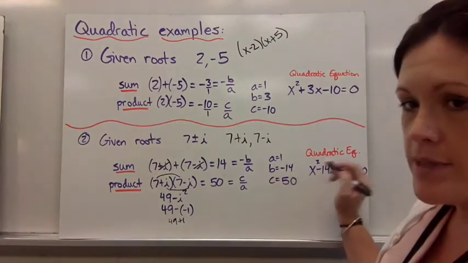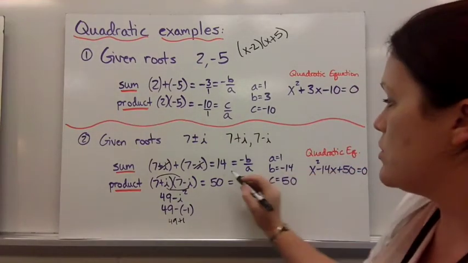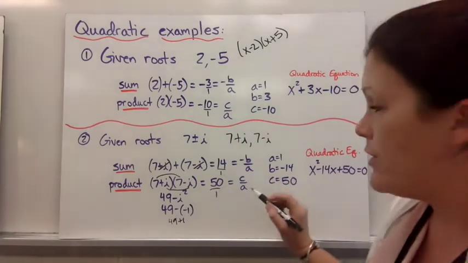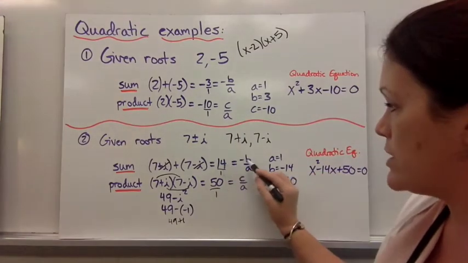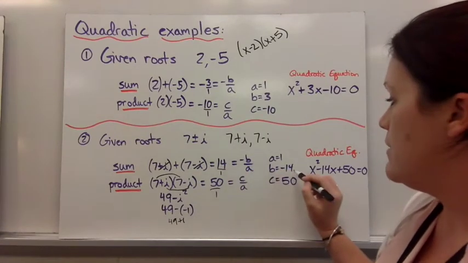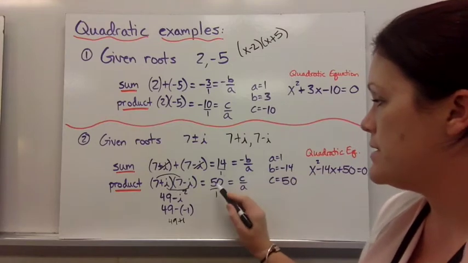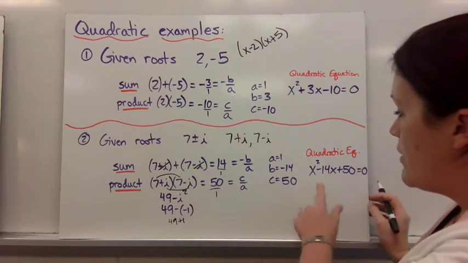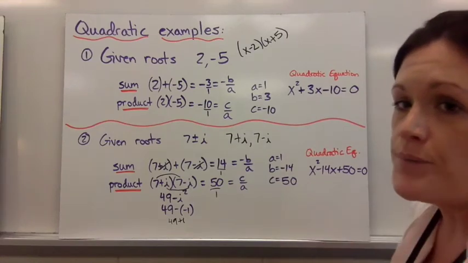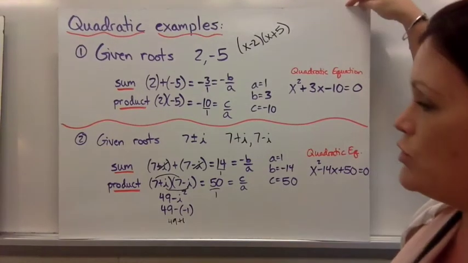Now I can pick out a, b, and c and write the equation. So a is again understood to be 1 since nothing else is in my denominator. B is negative 14 because 14 equals negative b, then b is negative 14. And c would be 50. So you write out x squared minus 14x plus 50 equals 0. Let's look at some that are cubic.